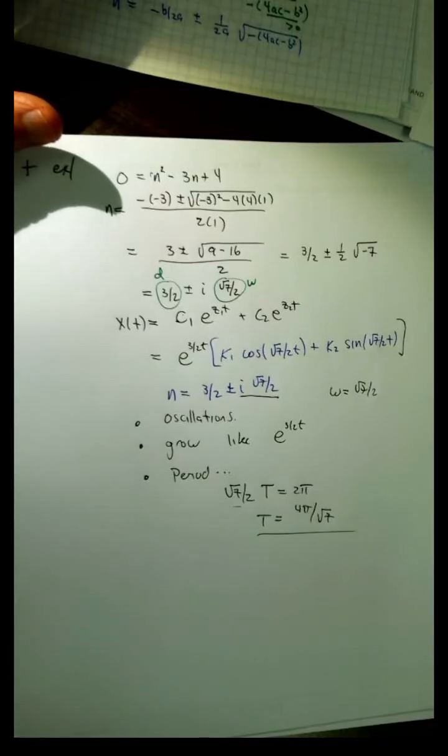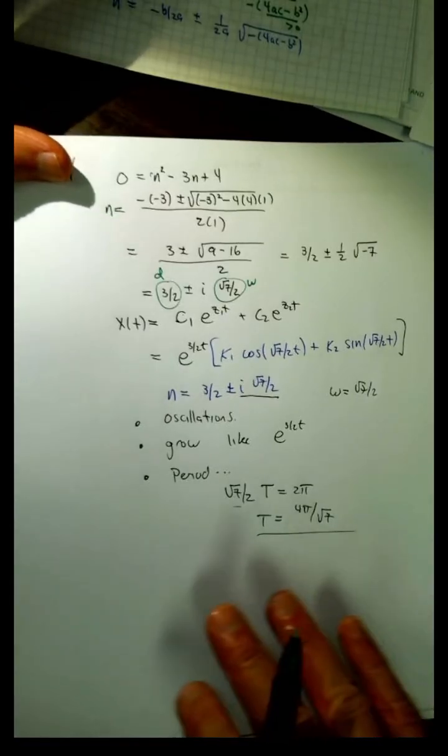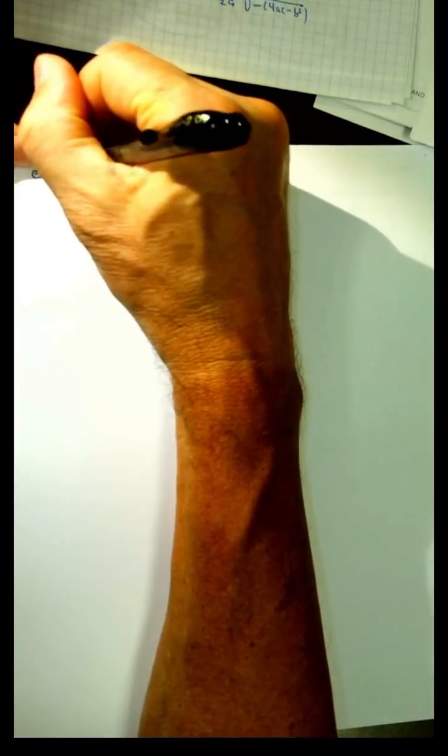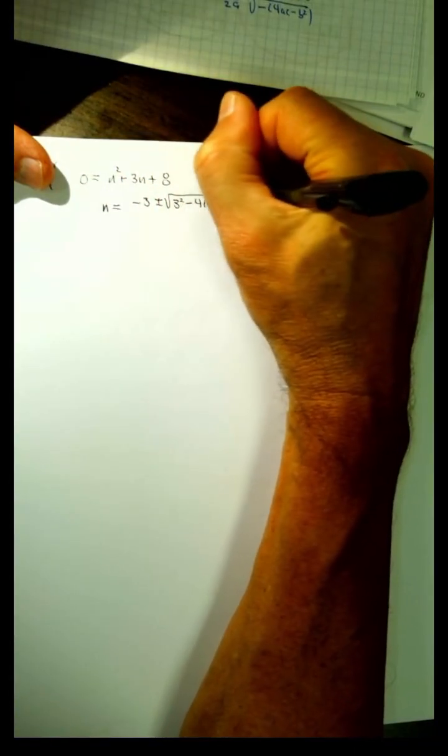Okay. Let's do another example. So in this example, suppose we have 0 equals n squared plus 3n plus 8. I don't see how to factor that, so n is going to be what? Minus 3 plus or minus the square root of 3 squared minus 4 times 8 times 1, over 2 times 1. So my a is 1.